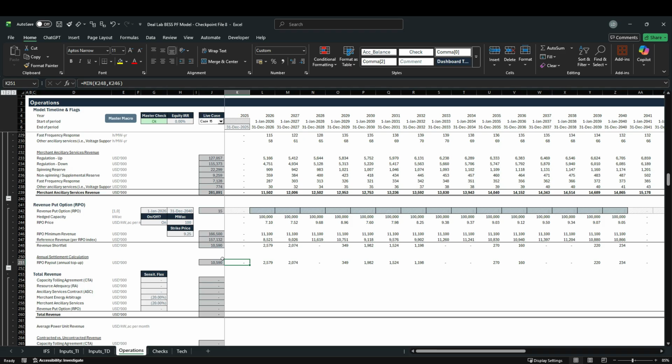Now in practice, RPOs can be more complex than our simple implementation here. Settlement might be on a monthly, quarterly, semi-annual, or annual basis, which is assumed here. Some contracts also include recapture, which we do not assume here, where the provider can claw back part of the previous payouts if prices later recover. And as mentioned previously, the exact index definition can vary by project and market. For the sake of the case study, we ignore those extra details and focus on the core economics, a paid-for guarantee that lifts merchant revenues up to a defined floor on the hedge capacity.